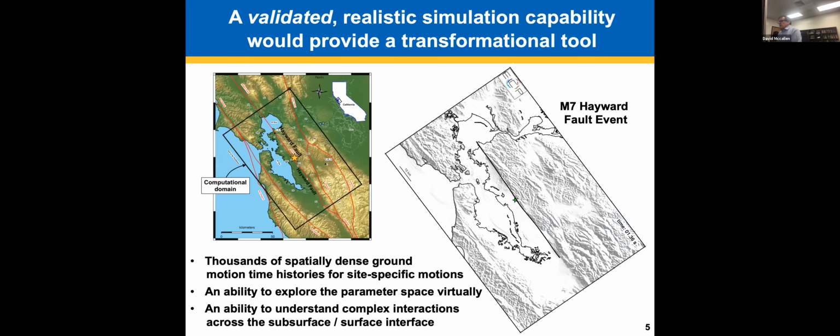So simulation is one really promising technique, advanced simulation, for rectifying this gap. And one can just imagine that if you had a validated, realistic simulation capability, it would really provide a transformational tool. And these are some simulations that you'll be hearing about that were recently done for the Hayward Fault. But the promise of simulation is to be able to literally generate thousands of spatially dense ground motion time histories with great site specificity. Another important thing is the ability to explore the parameter space virtually.